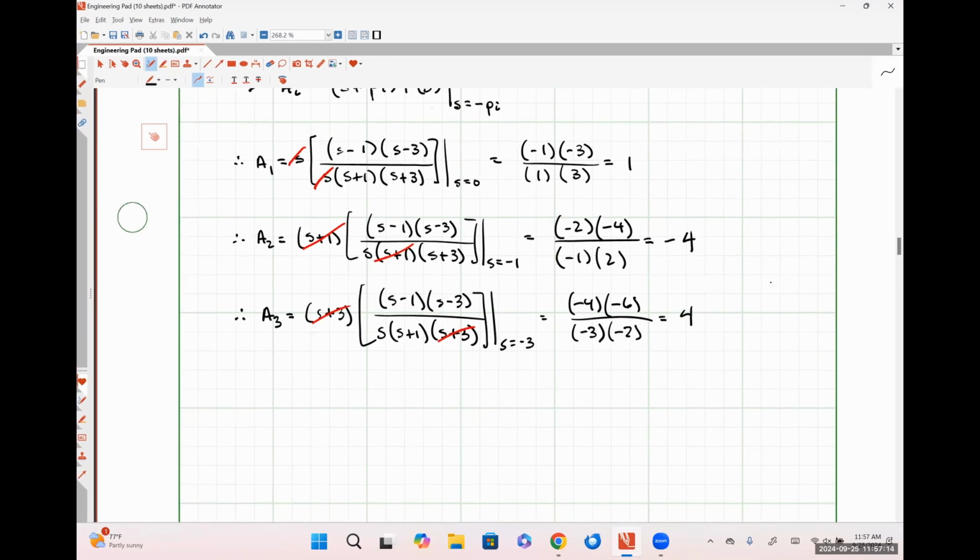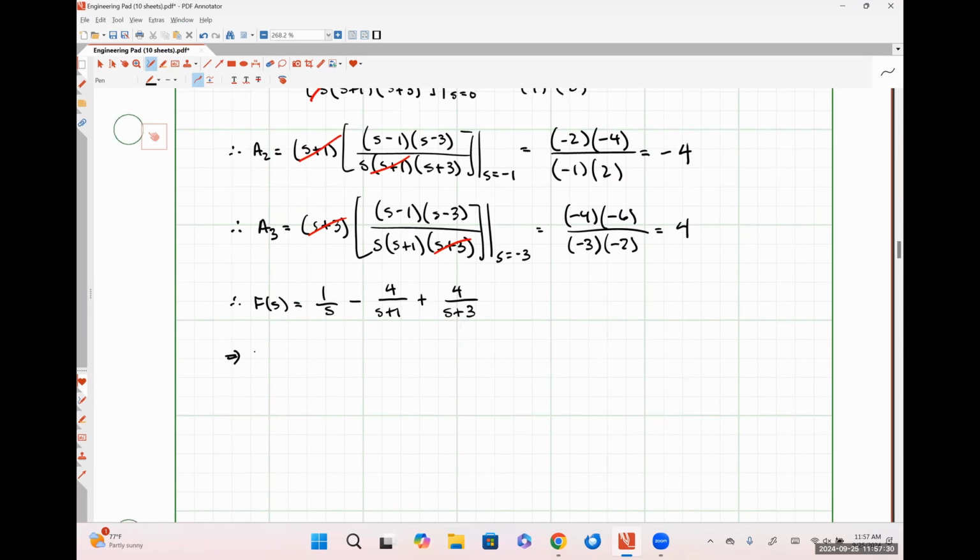So taking these things into account, F of s is then 1 over s minus 4 over s plus 1 plus 4 over s plus 3. And therefore, the inverse Laplace transform of our original function is 1 minus 4e to the minus t plus 4e to the minus 3t, times u of t.